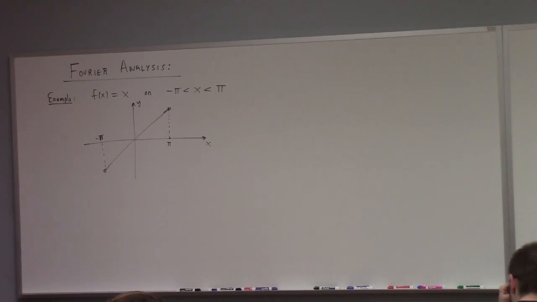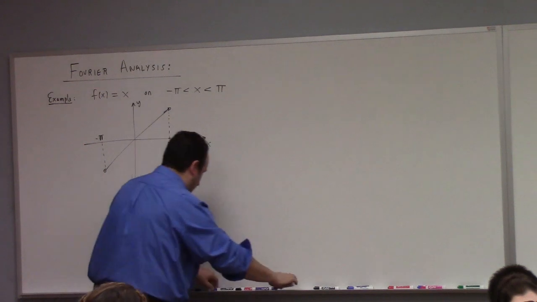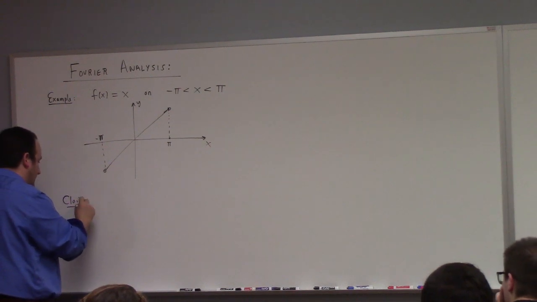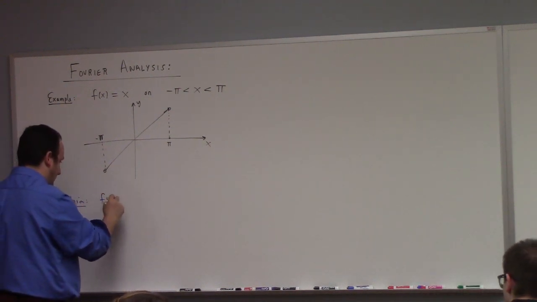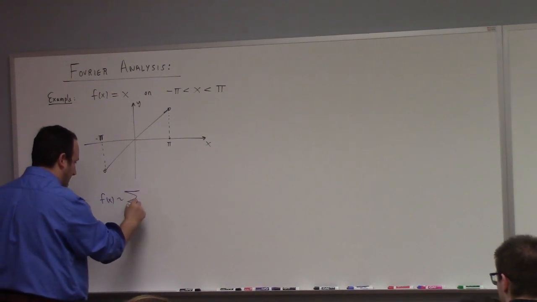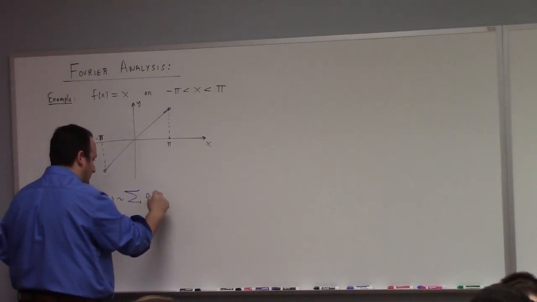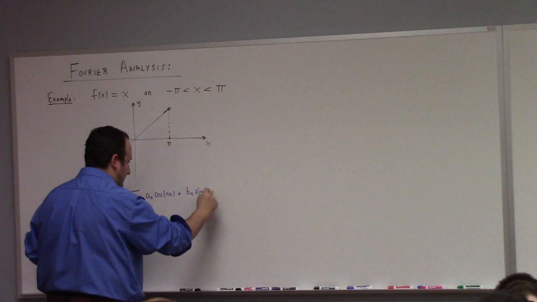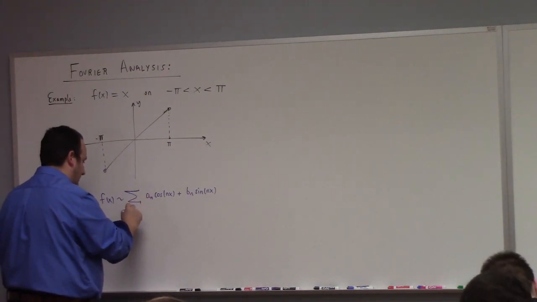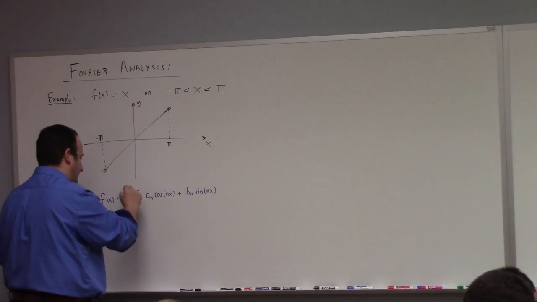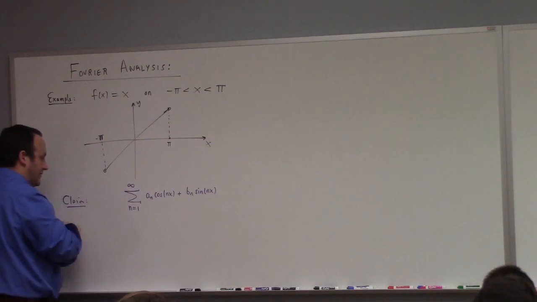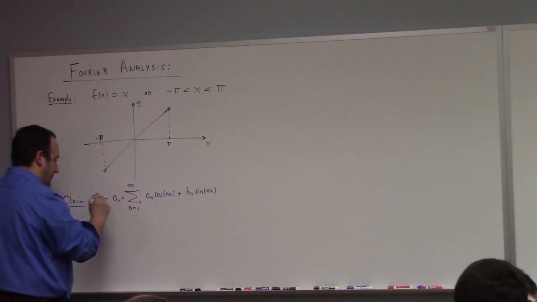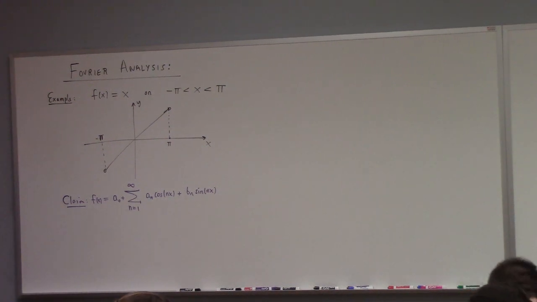I mean, this is essentially Fourier's madcap claim that you can write f of x essentially as a constant plus the sum of a_n cosine nx plus b_n sine nx, n equals 1 to infinity.